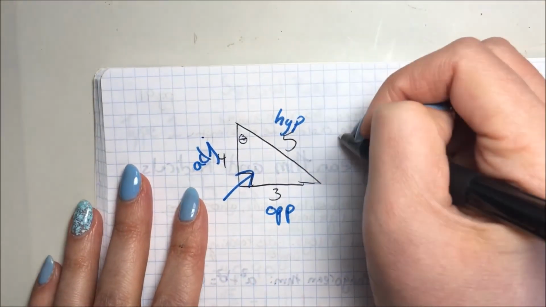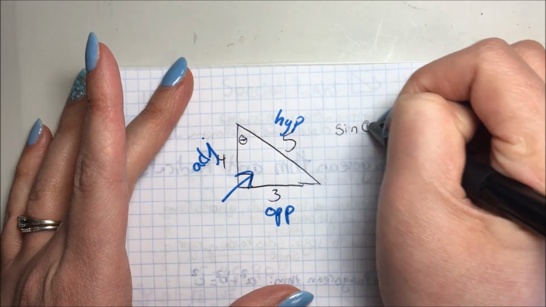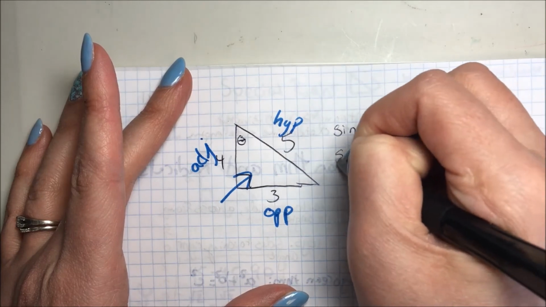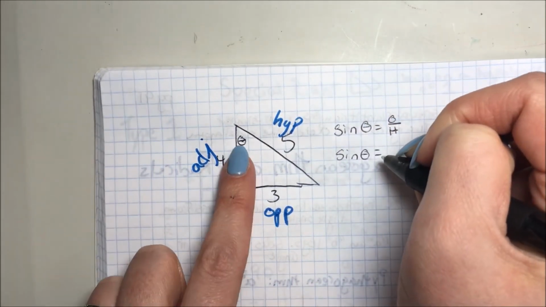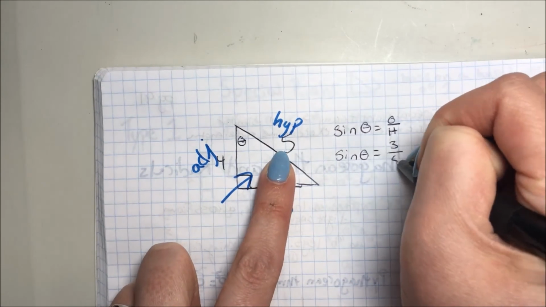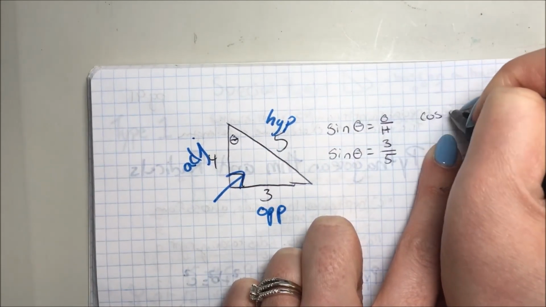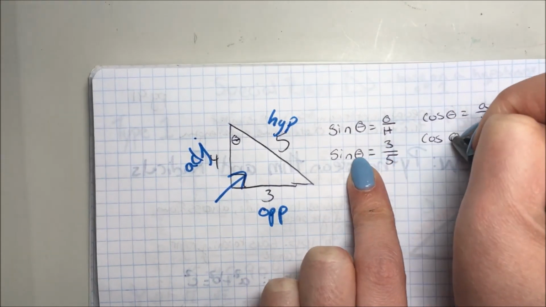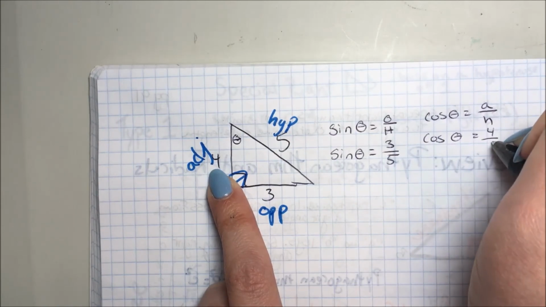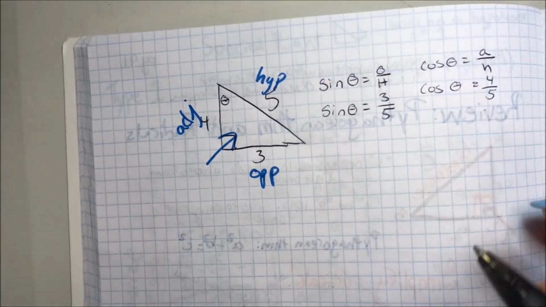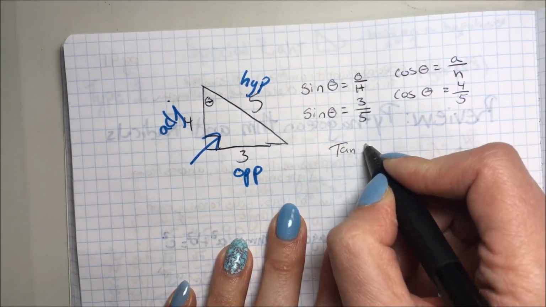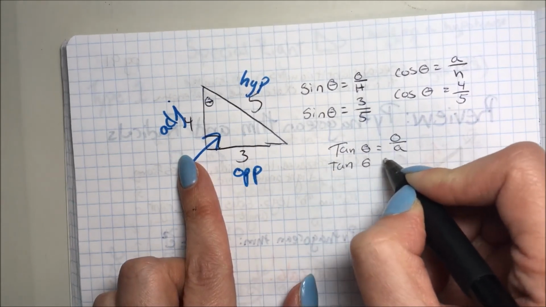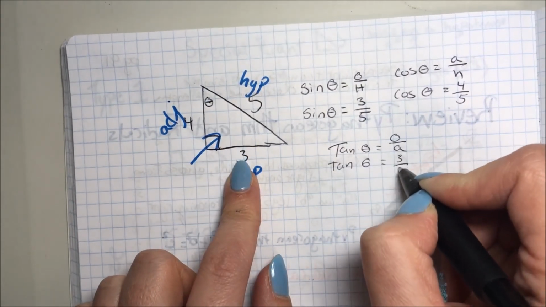Let's say I wanted to find the sine of theta. Well, sine of theta is always opposite over hypotenuse. So the sine of theta in this problem would be 3 over 5. The cosine of theta is adjacent over hypotenuse. It's always this ratio. So the cosine of theta is 4 over 5. And last but not least, the tangent of theta is always opposite over adjacent. So the tangent of theta is 3 over 4.